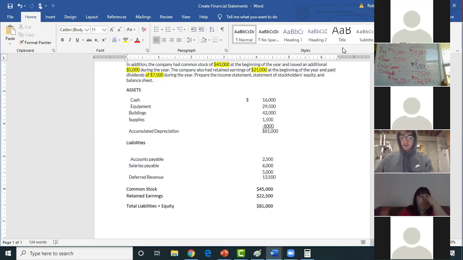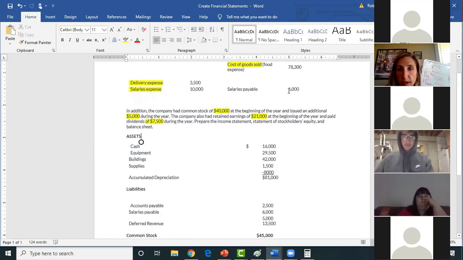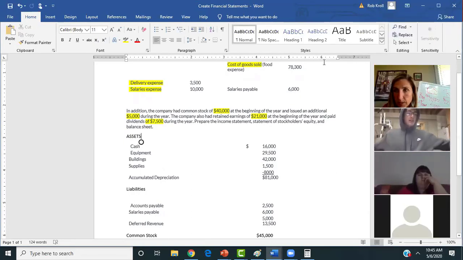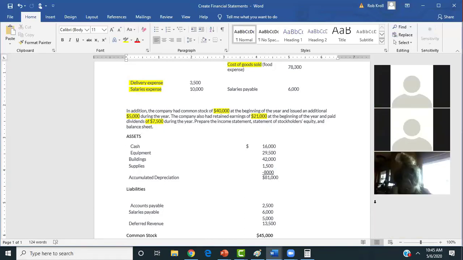It was the beginning retained earnings, which I didn't highlight on the Word document, of 21,000. Plus I added the 9,000 net income. And remember that 9,000 net income was our revenue minus our expenses. So we were at 21,000 plus 9,000, which is 30,000, minus this dividend. When I take 30,000 minus 7,500, that is how we came up with that 22,500. Good question.